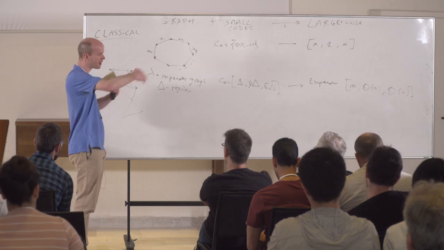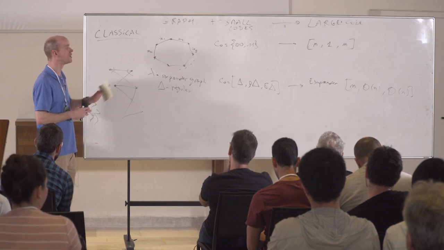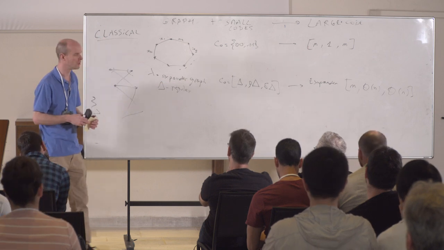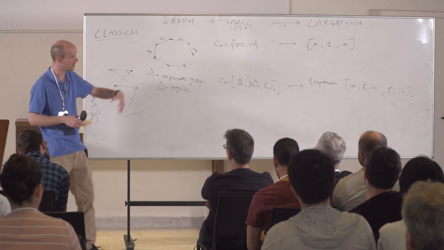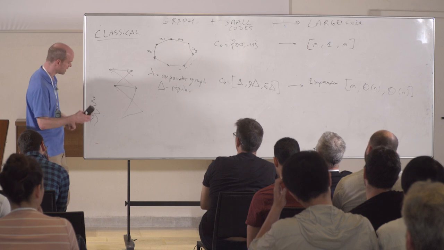Because the effects of randomness kick in once n is large enough. So then you need some structure, and maybe in that case, expander codes can be useful. They are useful in TCS, in theoretical computer science, because then you have very good properties. Okay, so that's the classical picture.